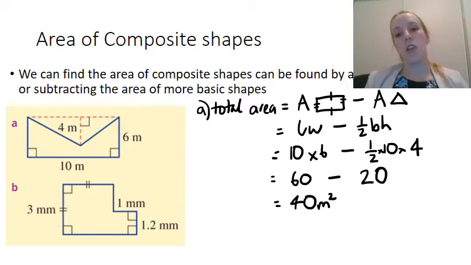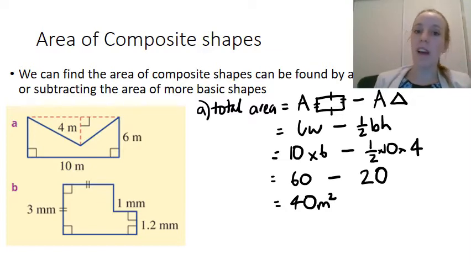So what I did there, just to repeat myself, is I found the area of that rectangle, which is 10 times 6, 60 meters squared, and then I subtracted the area of that triangle away from it, because that's the bit that's cut out, and that's left me with the remaining shape, which is 40 meters squared. Okay, so I'm going to clear the screen so I can do the second one.